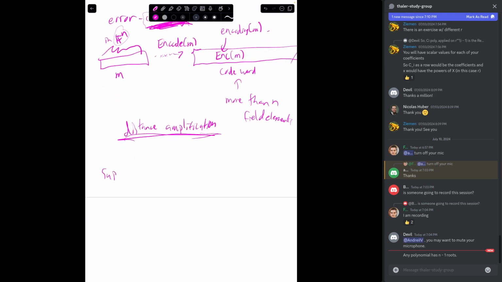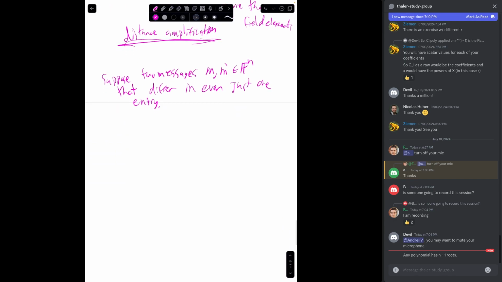Suppose you have two messages, M and M prime, that are not the same message. So they differ in even just one entry. Distance amplification means that the encoding of M will differ almost everywhere. So we require that the encoding of M at most entries is different than the encoding of M prime at the same entry.